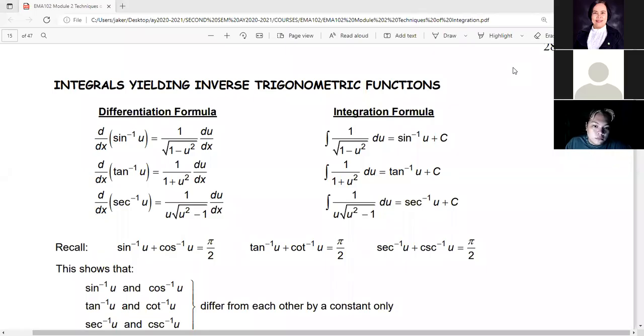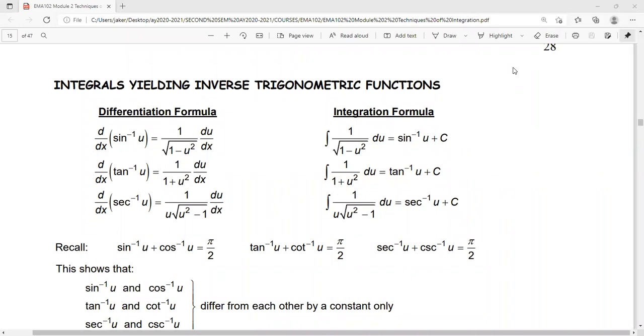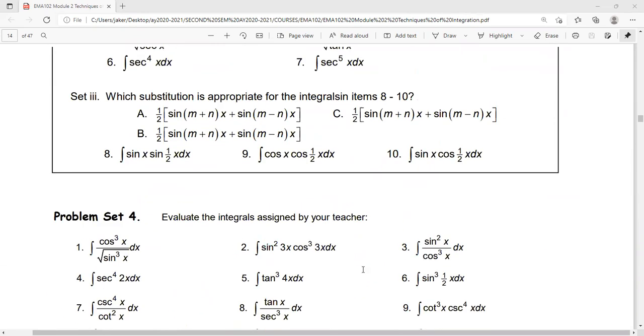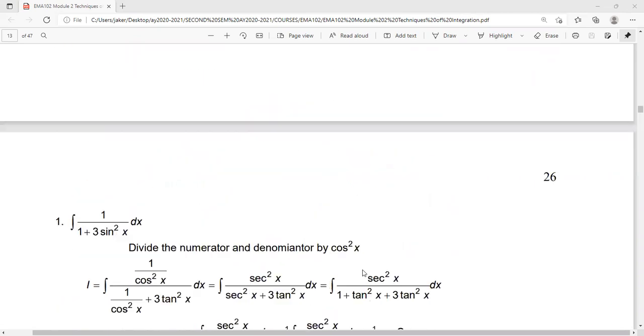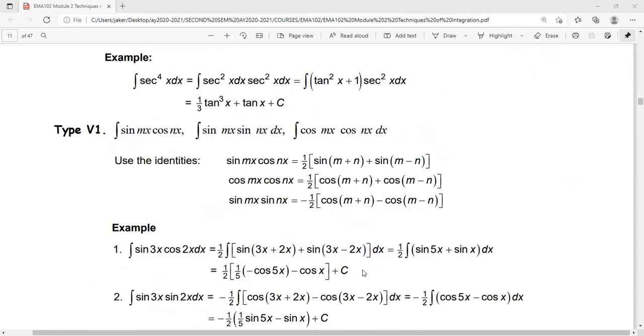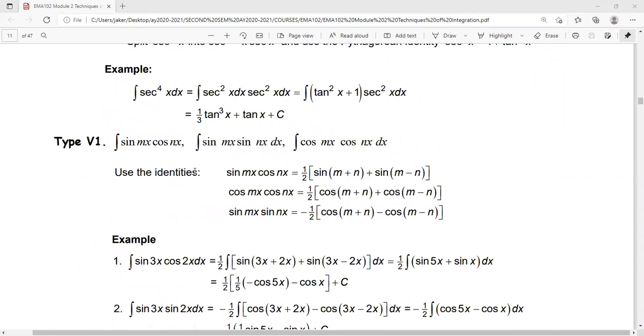Okay, so I hope you could see the title, Integrals Yielding the Inverse Trigonometric Functions. Last meeting, we covered everything up to type 6 of trigonometric transformation.